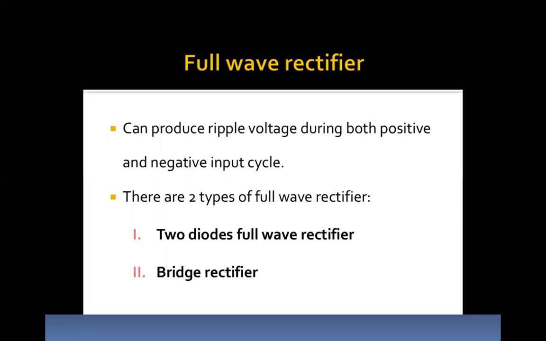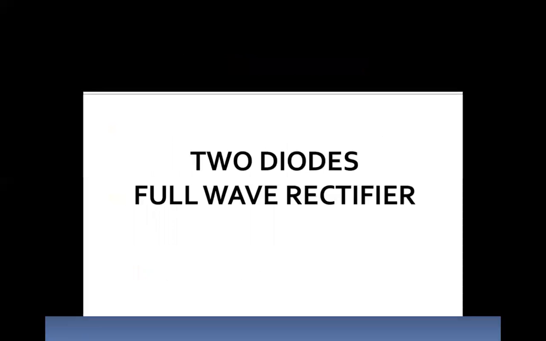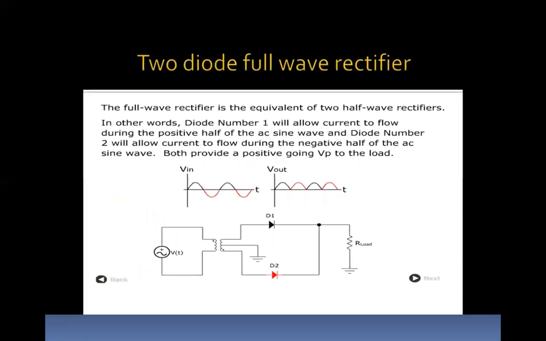We'll see why we normally avoid using the two-diode full wave rectifier. Everywhere we use only the bridge rectifier. We'll see the drawbacks of the full wave rectifier. First, let us go with the two-diode full wave rectifier, and this is how it happens. The full wave rectifier is the equivalent of two half-wave rectifiers. In other words, diode D1 will allow current to flow during the positive half of the AC sine wave, and diode D2 will allow current to flow during the negative half cycle of the AC sine wave. Both provide positive-going VP to the load.